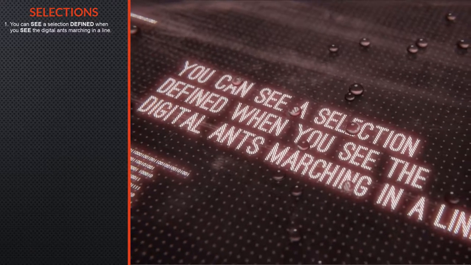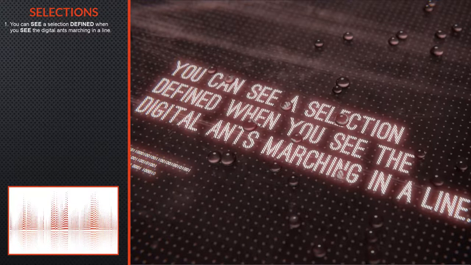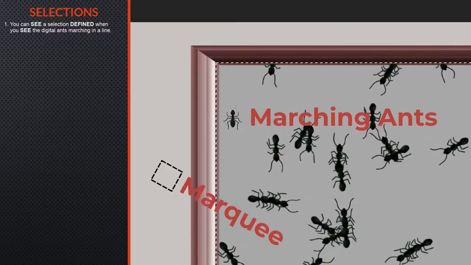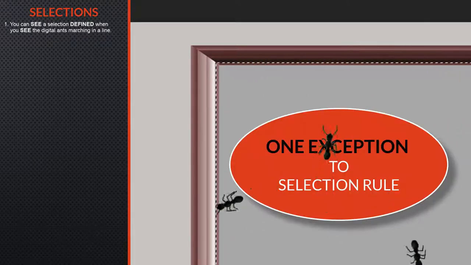You can always see a selection defined when you see the digital ants marching in a line. This selection is commonly known as marching ants or simply a marquee. However, there's one exception to this rule, which brings us to rule number 2 of selections.